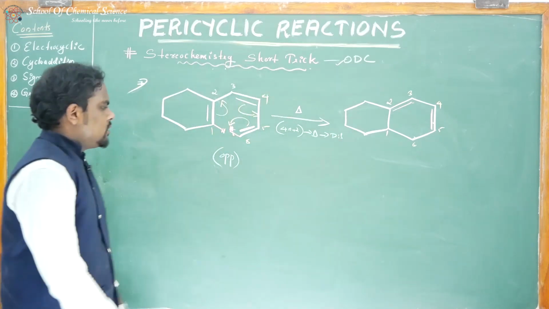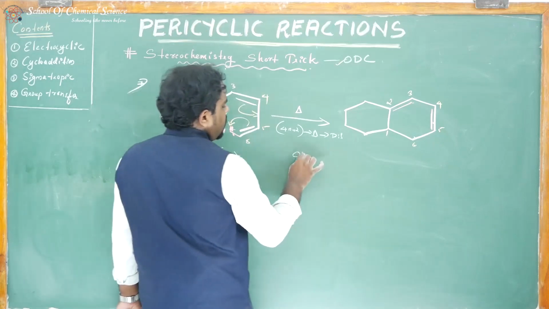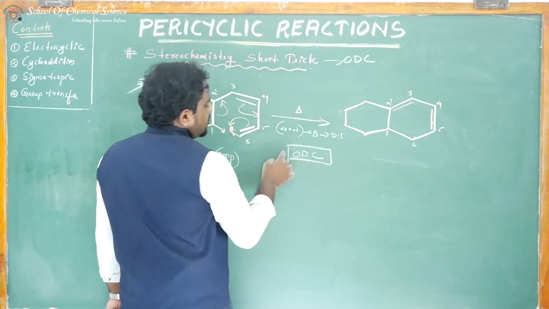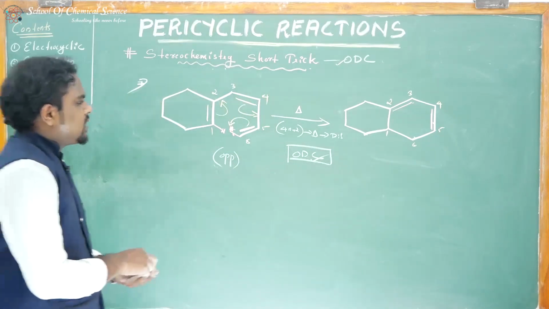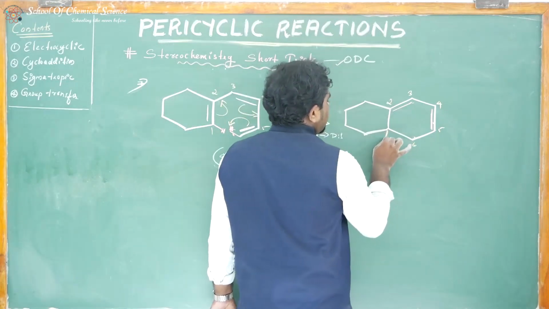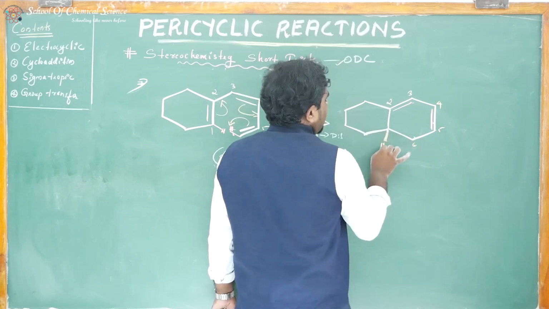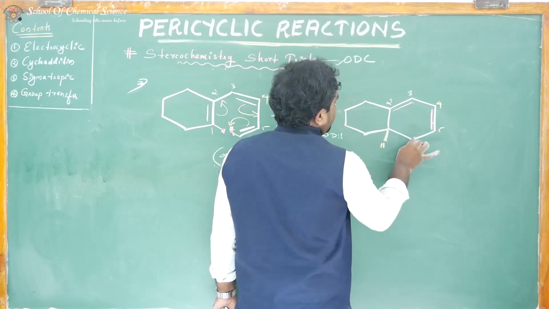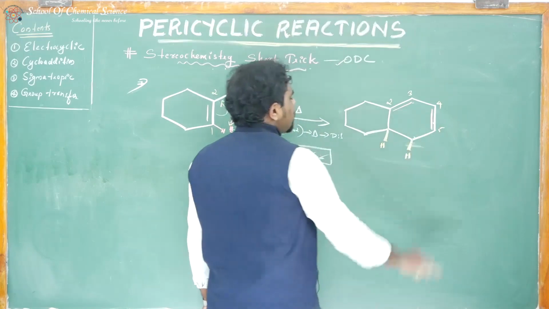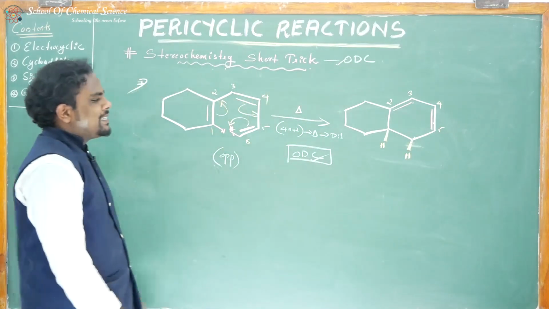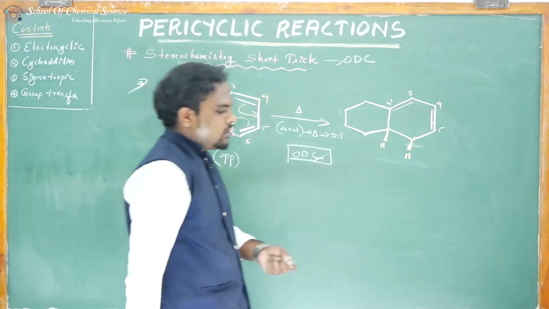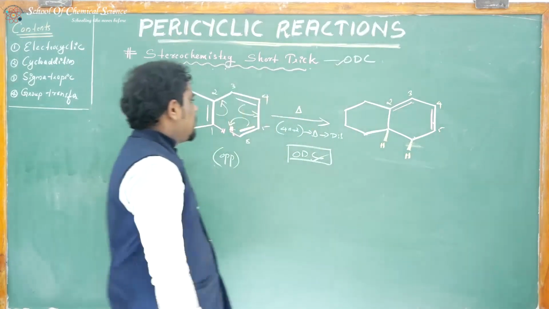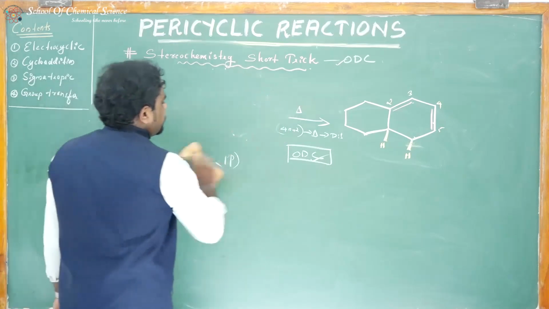4n plus 2 thermal dis. So follow the ODC rule. ODC. Substituents opposite, disrotation, stereochemistry will be cis. So this hydrogen above the plane, then this hydrogen will also be above the plane. So the two hydrogens are on the same side. That is about the stereochemistry of this reaction. Okay. Then another question.